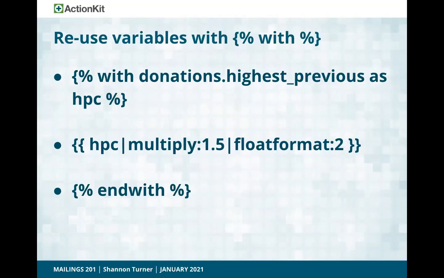So this is how you actually use it. The syntax is with, and then here's the thing that you want to store into a variable. So donations.highest previous, and then the word as, and then the name of your variable. So in this case, I'm storing donations.highest previous. So I don't need to say donations.highest previous every single time. Instead, I can just say HPC, which is the name of my new variable. So after I've done this with, then I can use it as a snippet, as you can see in the second line. So instead of donations.highest previous, multiply, float format, I use HPC, multiply, float format.